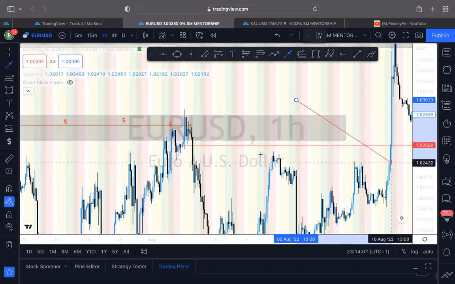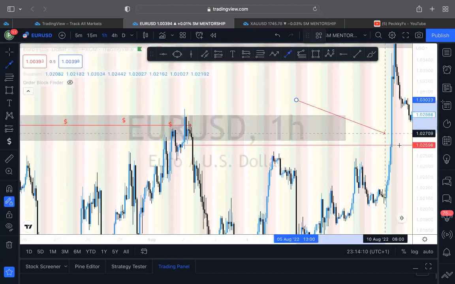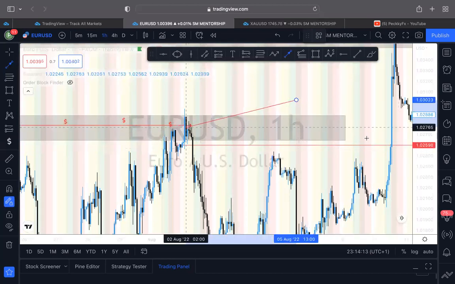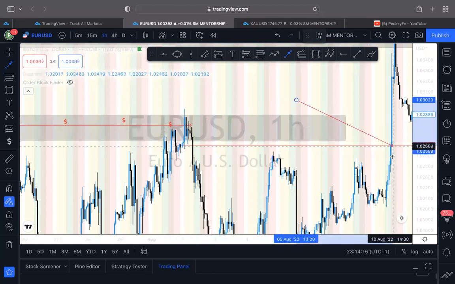So if you had an order here, by just using session time, this didn't align. When did this market come back to this particular zone? It was during the London session. And I'm not a fan of trading an Asian order block during London time. Hope you're getting that. All right, so I am going to show you more examples.